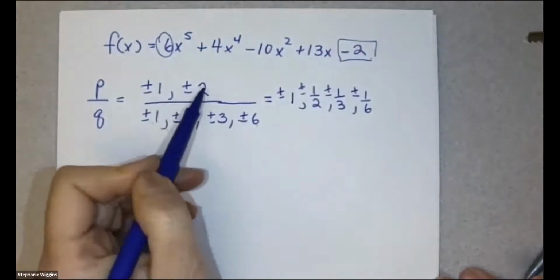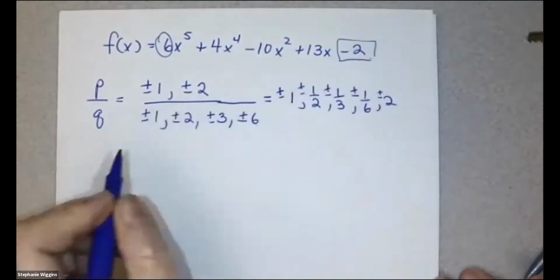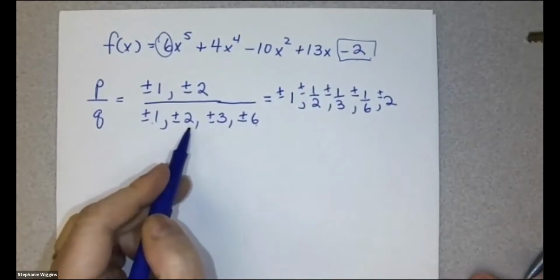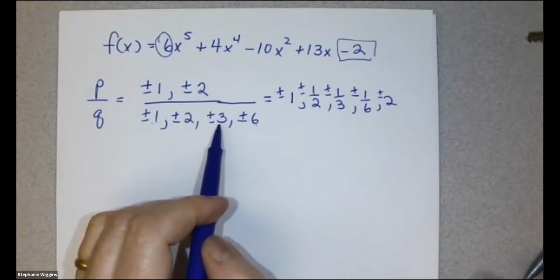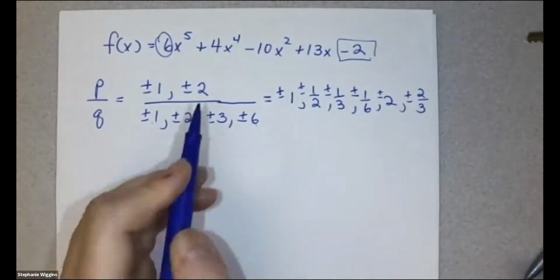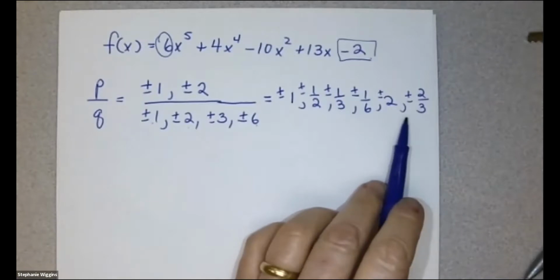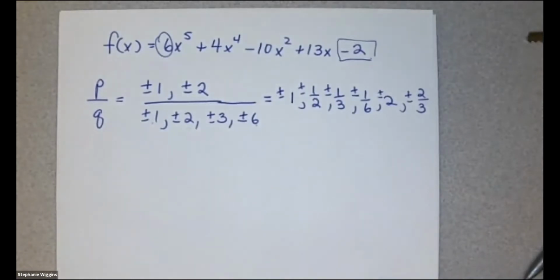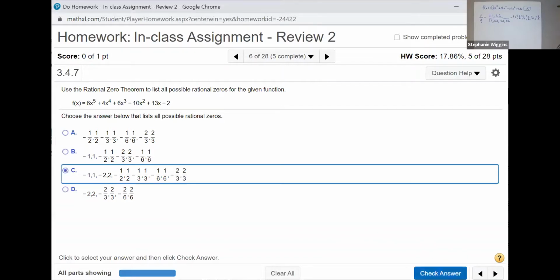And then you go 2 over 1, that's 2, plus or minus. 2 over 2, that's 1, but we already have that in our list. 2 over 3, that's 2/3. And then 2 over 6 is 1/3, but we already have that in our list. So these are the possible rational zeros right here. So C is the correct answer.